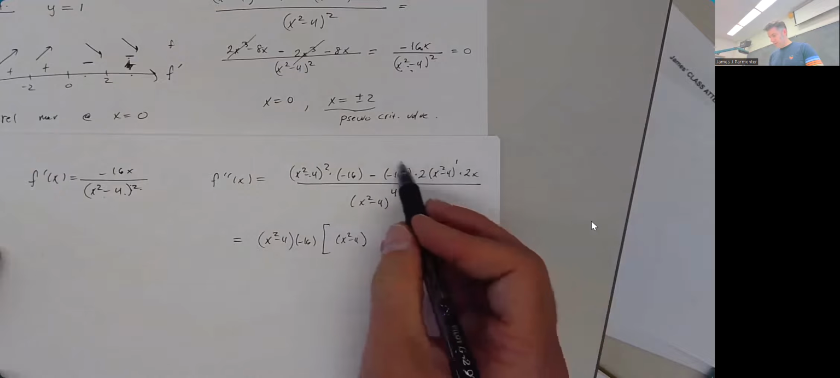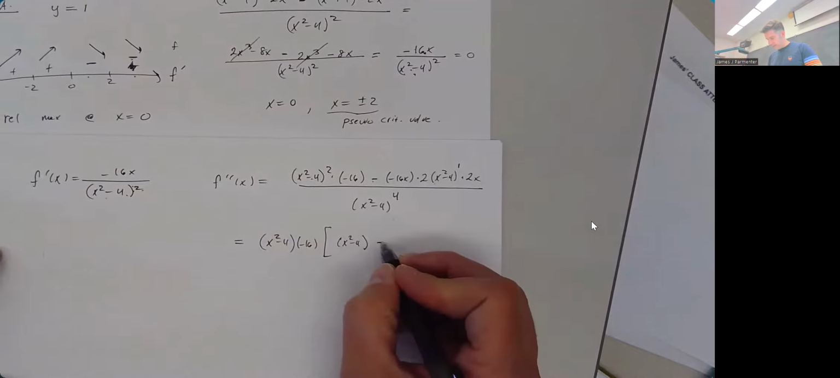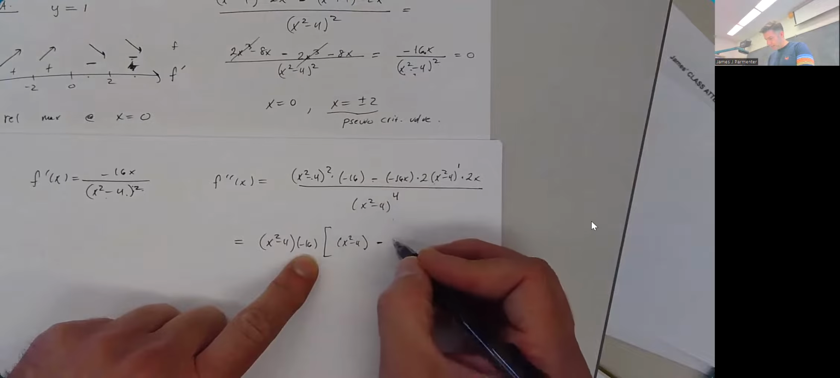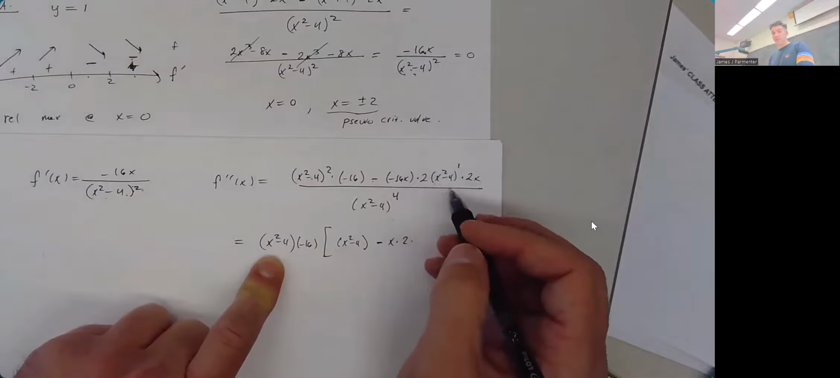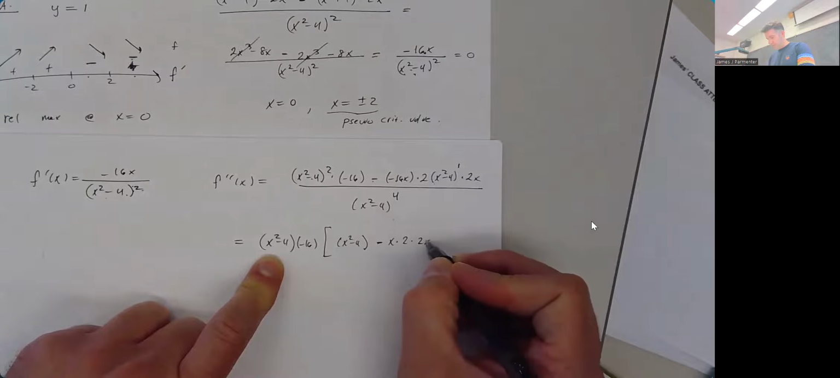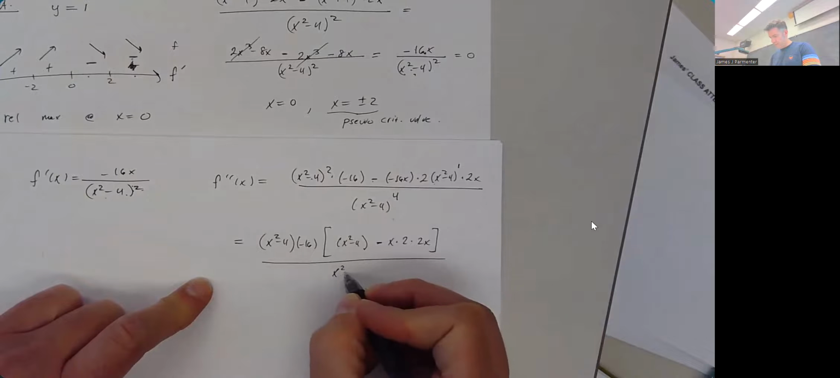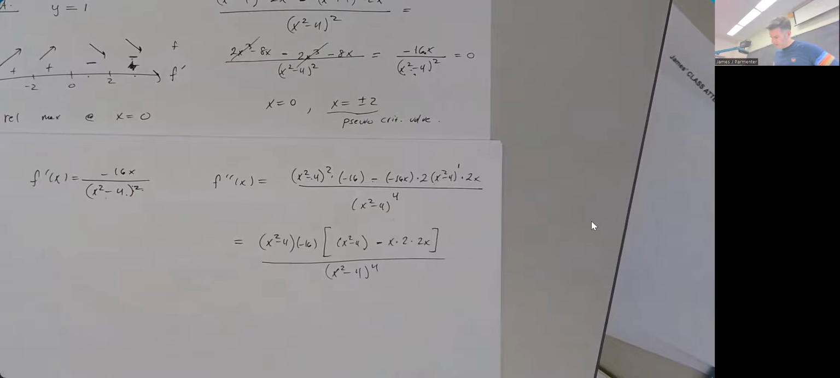From this piece, gosh, all right, there's lots of stuff here. I still have a minus. I factored out the negative 16. I'm left with an x. I'm left with a 2. I don't have any x squared minus 4 because I factored out the x squared minus 4. But I still have that 2x over there as well. Over x squared minus 4 to the fourth. Does that look all right? That looks all right.